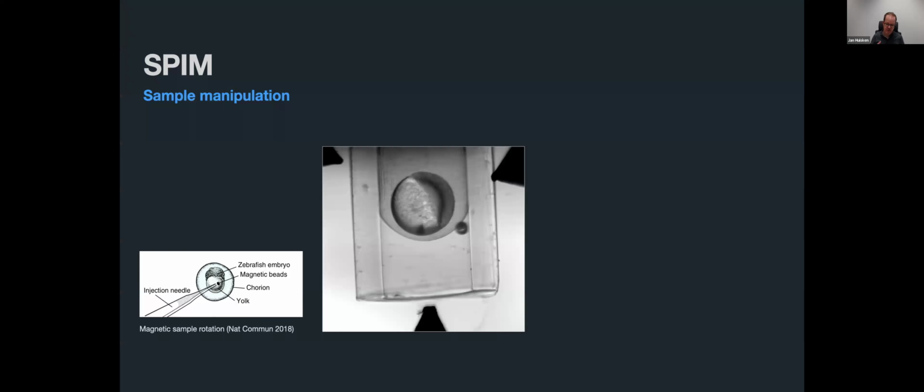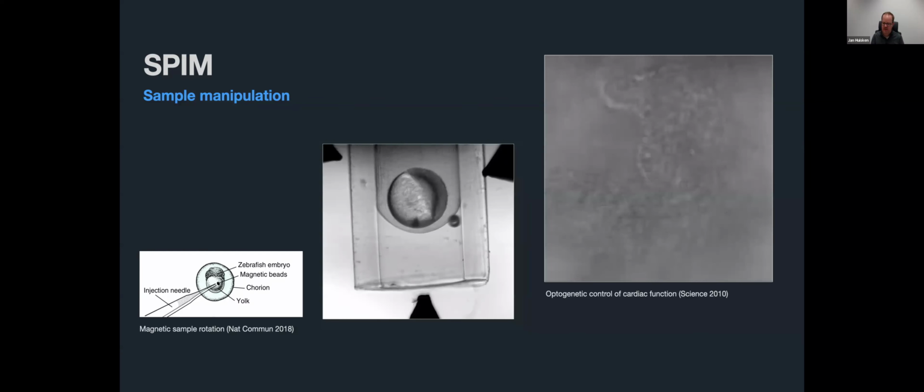Just want to briefly mention that on top of the imaging, there's also a lot of sample manipulation that you may want to do. So for example, here we've injected magnetic beads into the embryo, and then with electromagnets, you can rotate the specimen in the sample preparation, and that allows you to reorient the embryo during a time lapse, and basically gives you more degrees of freedom to reorient the specimen and get the best possible angle on whatever you want to image. We've also done quite a bit of optogenetics, where you are manipulating the cardiac rhythm.